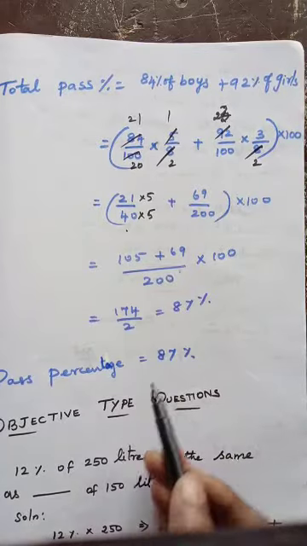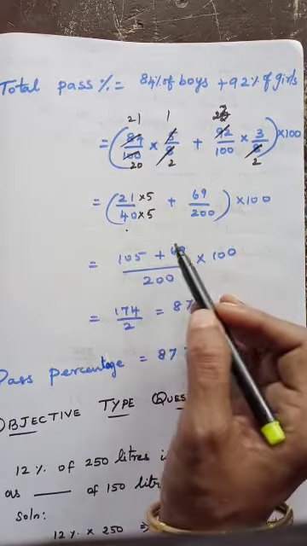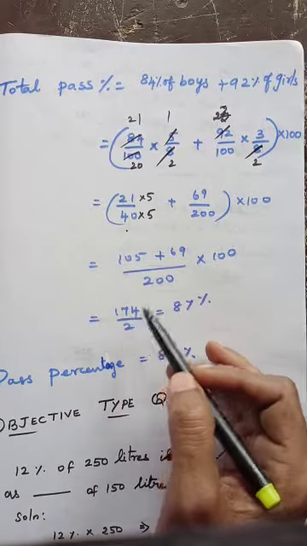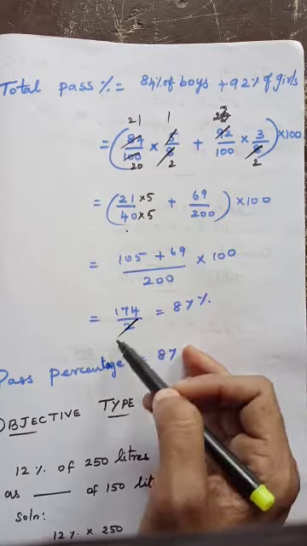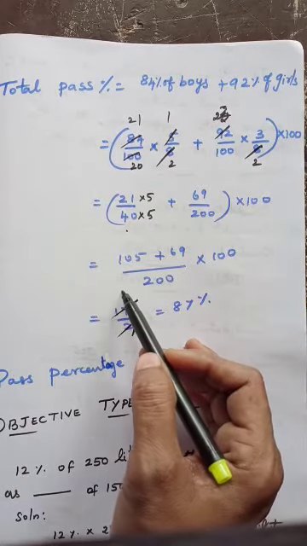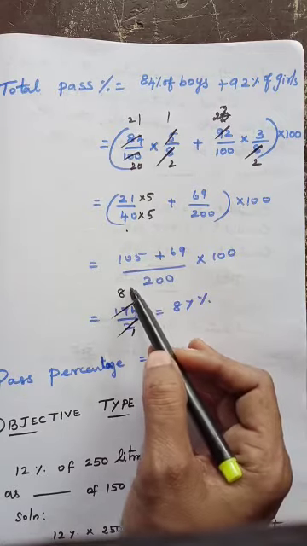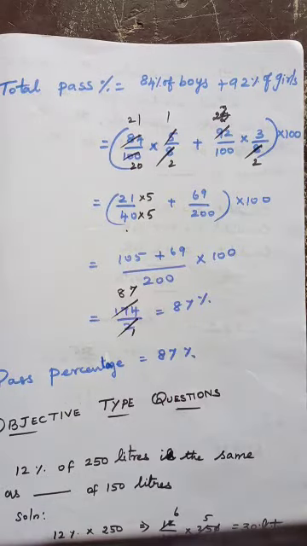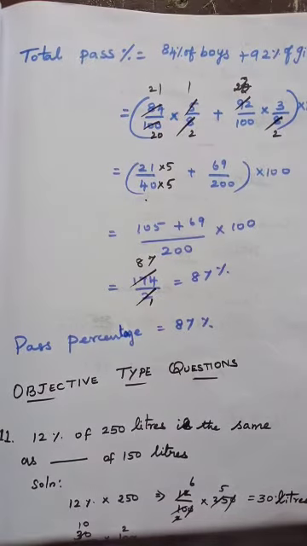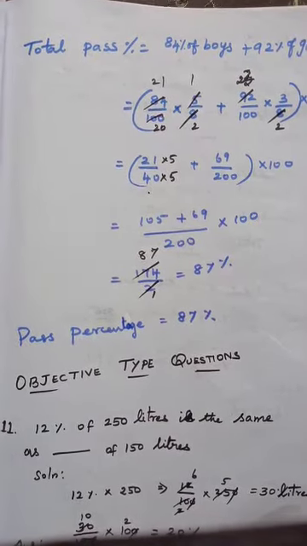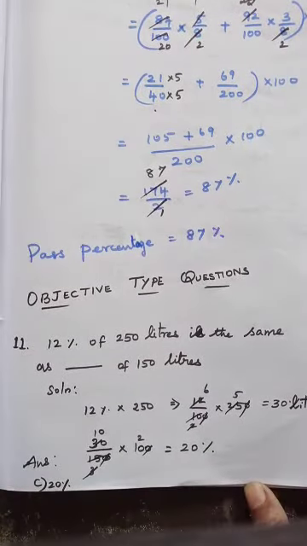Okay. Now you add these two. 9 plus 5 is 14, remainder 1. Then 6 plus 1 is 7, then 1. 174 by 2. Now you cancel 1 times. This is 8 2s are 16, remainder 1, 7 2s are 14. So totally pass percentage is 87%. Is the answer. And we shall move to the objective type questions.